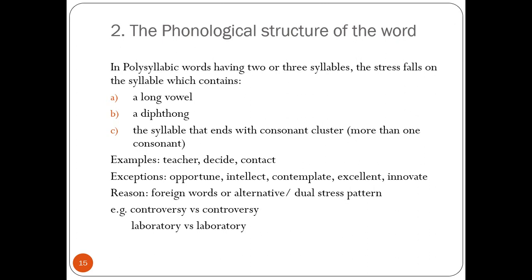Likewise, we have innovate, where the first syllable is stressed, which shouldn't have been. We were expecting the last syllable, vate. Why? Because this last syllable contains a diphthong. And the previous two syllables, in and no, both have short vowels, not even long vowels.